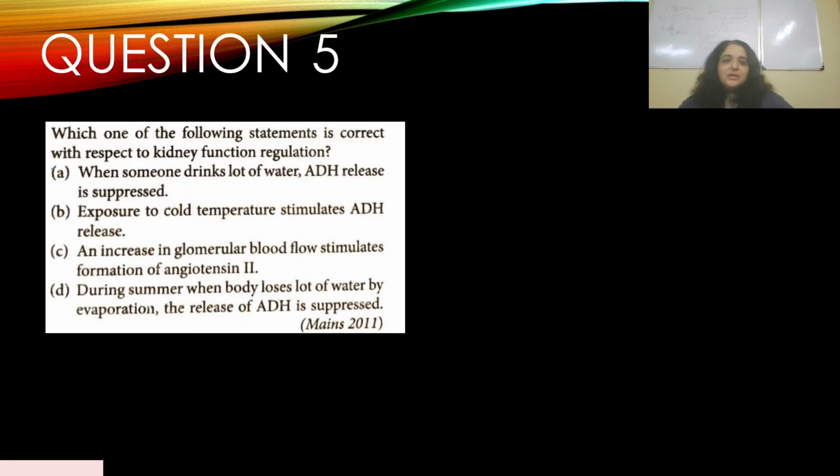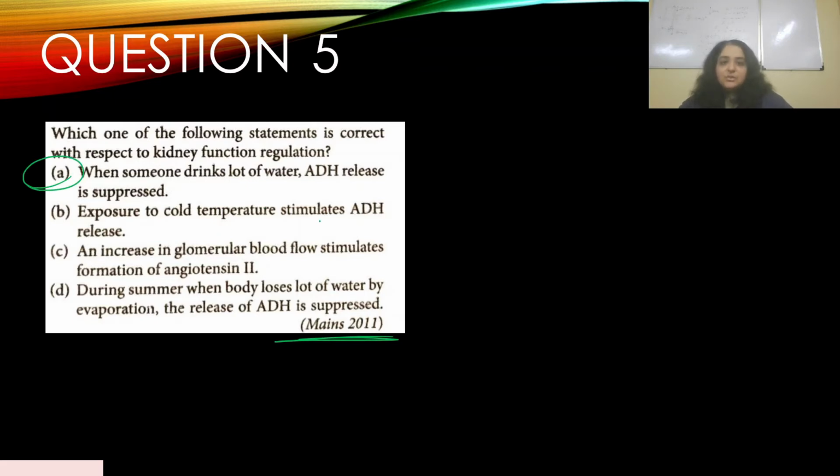Okay. Question number 5. Which one of the following statements is correct with respect to kidney function regulation? A. When someone drinks lots of water, ADH release is suppressed. B. Exposure to cold temperature stimulates ADH release. C. An increase in glomerular blood flow stimulates formation of angiotensin 2. D. During summer, when the body loses lots of water by evaporation, the release of ADH is suppressed. This appeared in Mains 2011. So clearly it is A, and we'll see why.